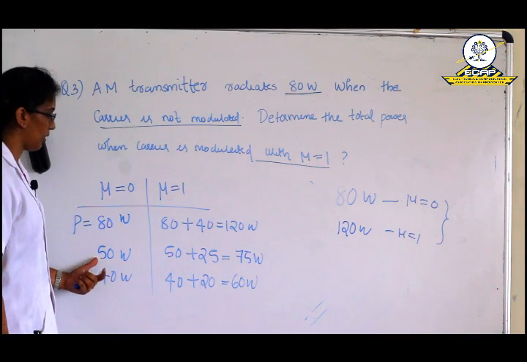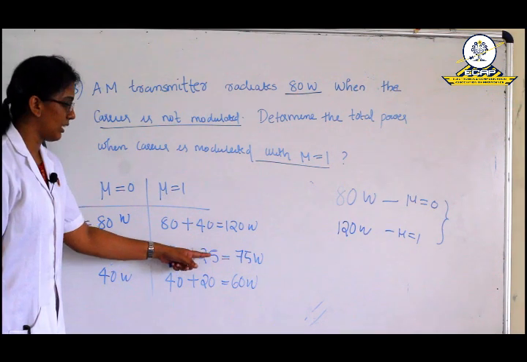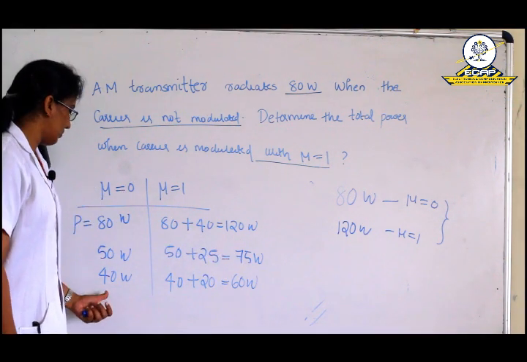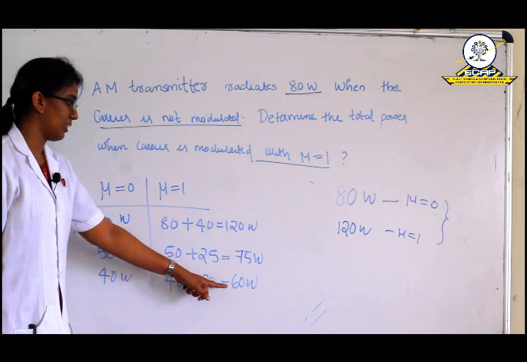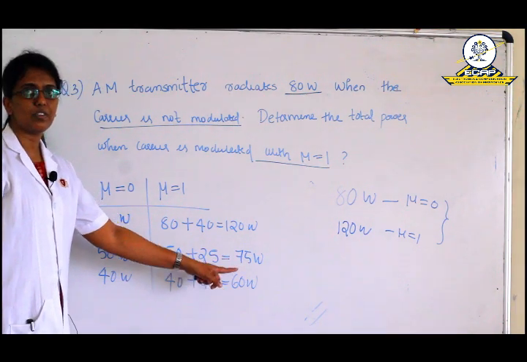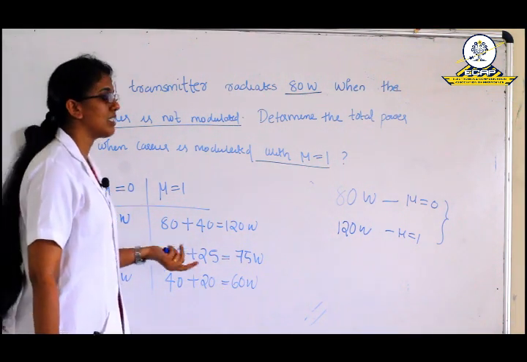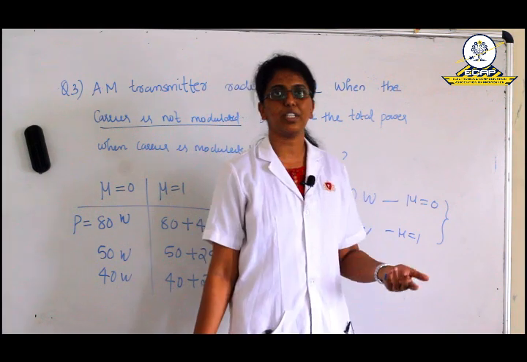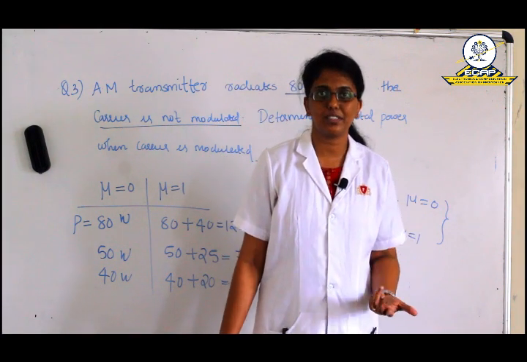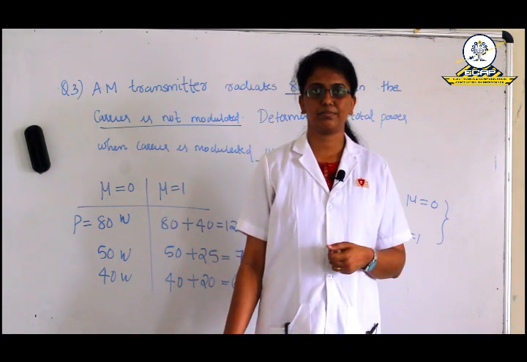Here are another two examples of this concept. For example, if it is 50 watts, a 50% increase means 75 watts. 40 watts, a 50% increase means 60 watts. This is a very important point. As we change our modulation index from 0 to 1, there is a 50% increase in power.